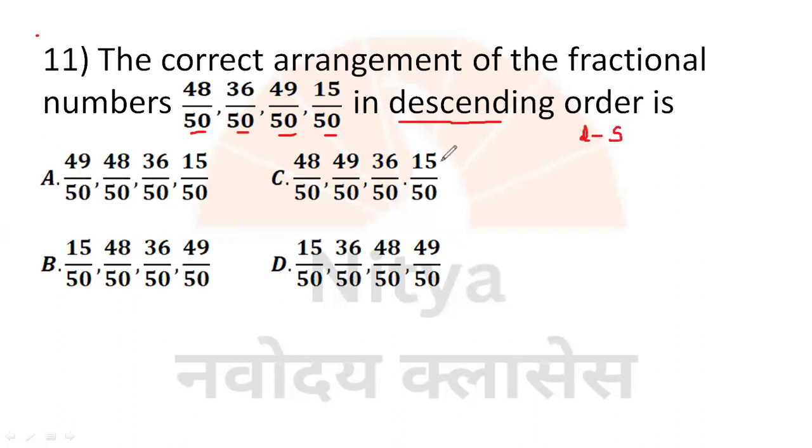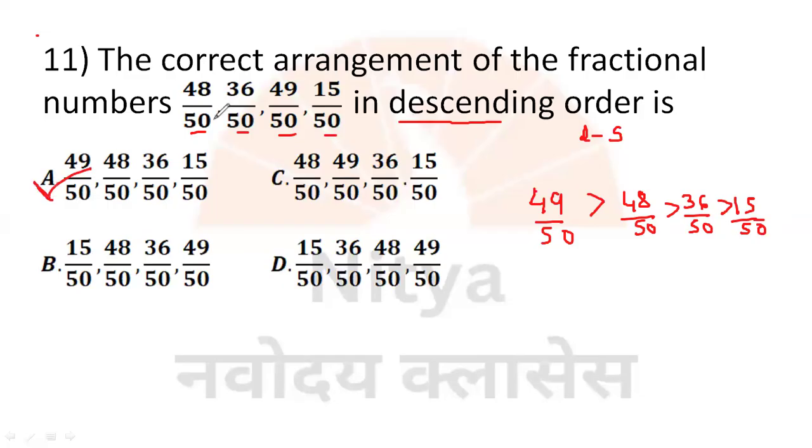So which is the largest number here? That is 49 by 50, and then 48 by 50, 36 by 50, 15 by 50. That is option number A. Here the denominators are the same, that's why we arrange them from largest to smallest. But where the numerators are the same, then we do the opposite.